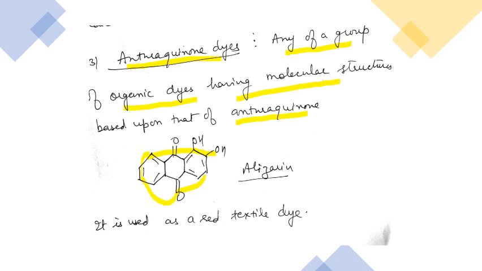So you can easily understand anthraquinone dyes. If you find this structure in any kind of compound, it acts as a dye, and the important example in this category is alizarin. It is an anthraquinone dye, and it is used for coloring red as a textile dye. So that is how we can understand anthraquinone dyes.